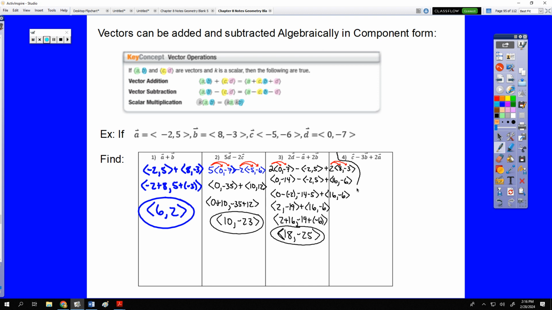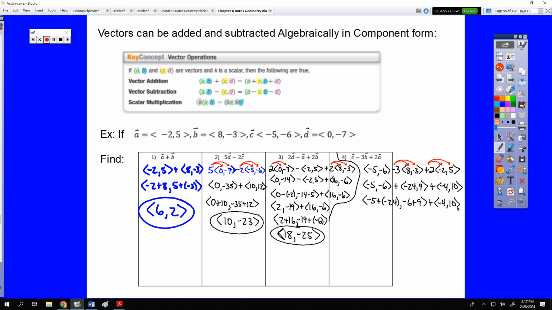Okay, lastly, number 4. We've got vector C, which is negative 5, negative 6, minus 3 times vector B, which is 8, negative 3, plus 2 times vector A, which is negative 2, 5. So again, we start off by multiplying negative 3 and positive 2 into these vectors. So we would have negative 5, negative 6, plus negative 24, 9, plus negative 4, 10. We would combine the first two vectors, so negative 5 plus negative 24, comma, negative 6 plus 9.